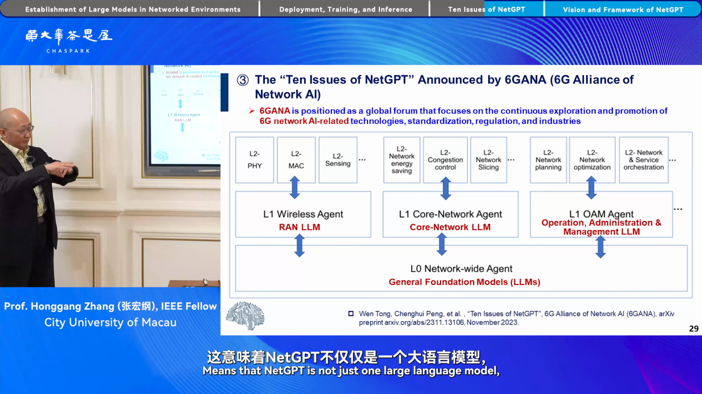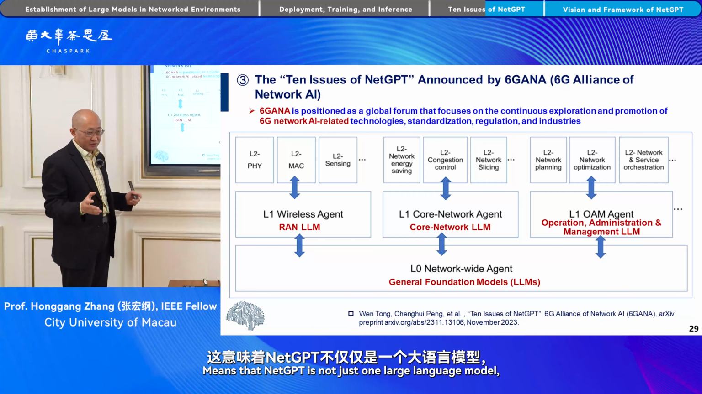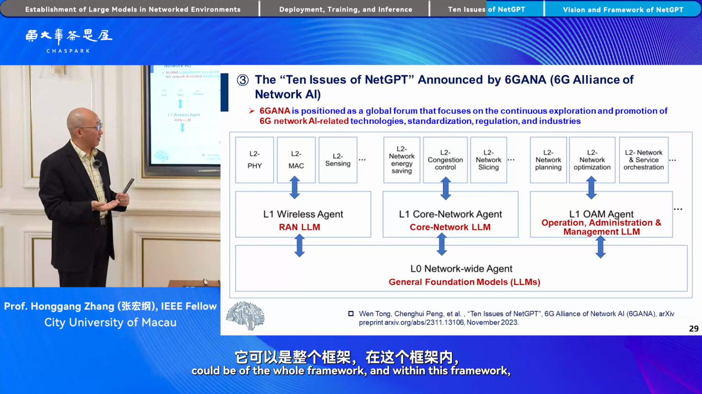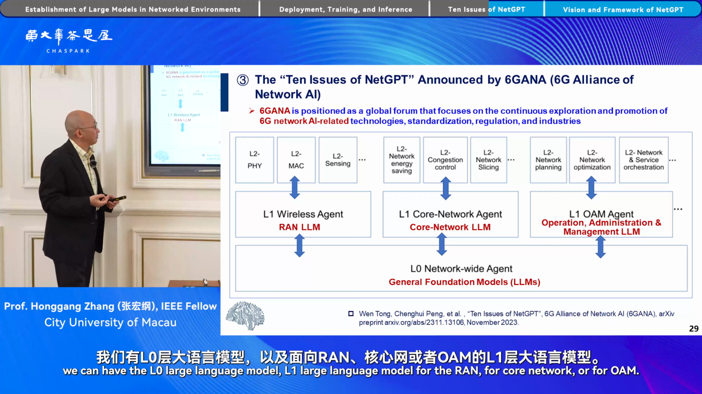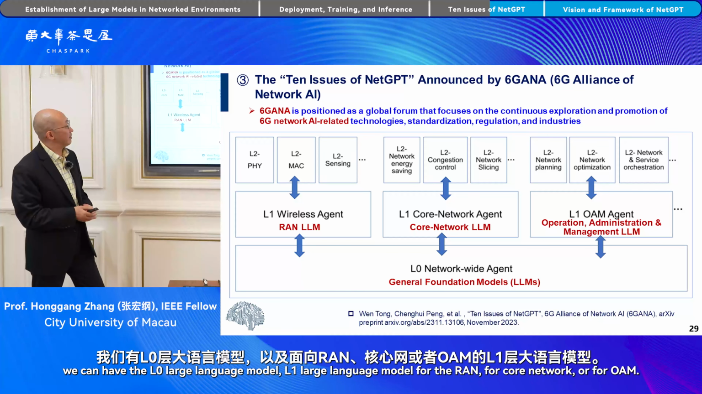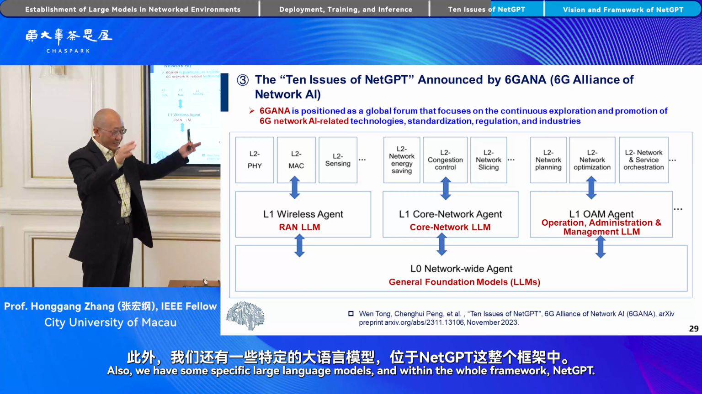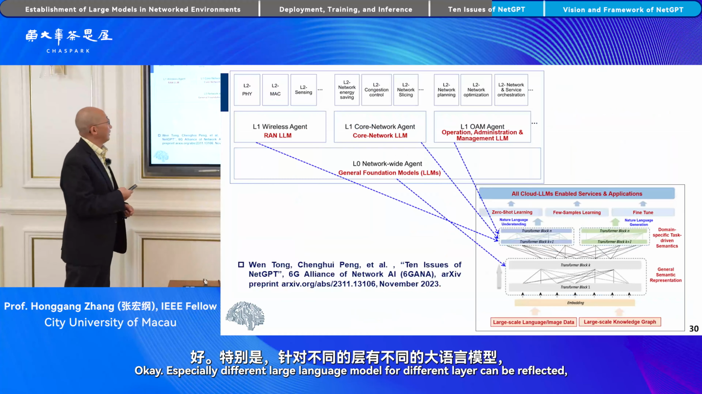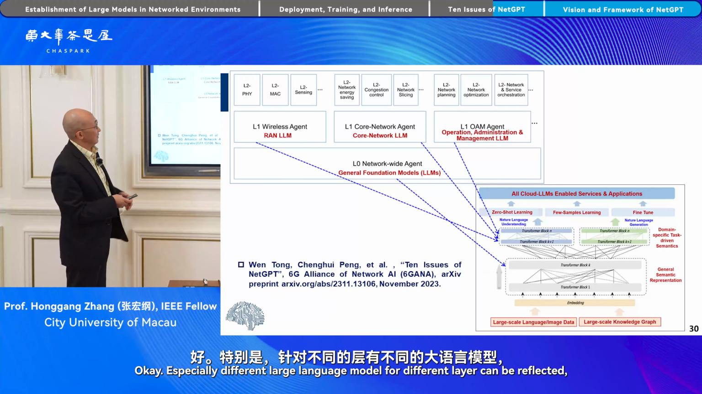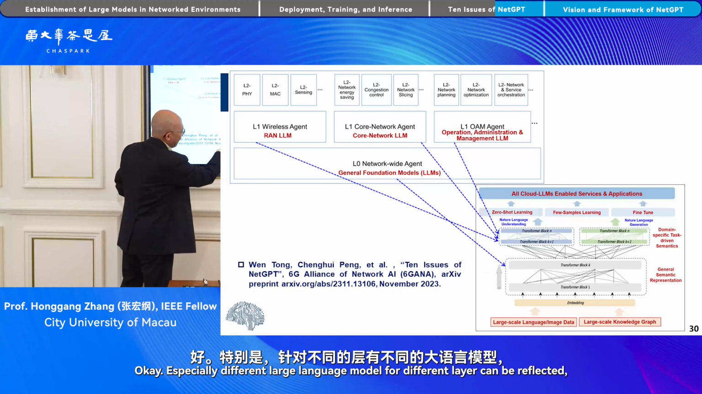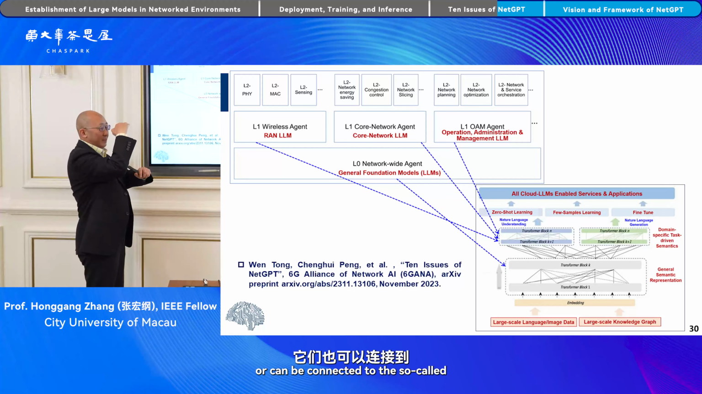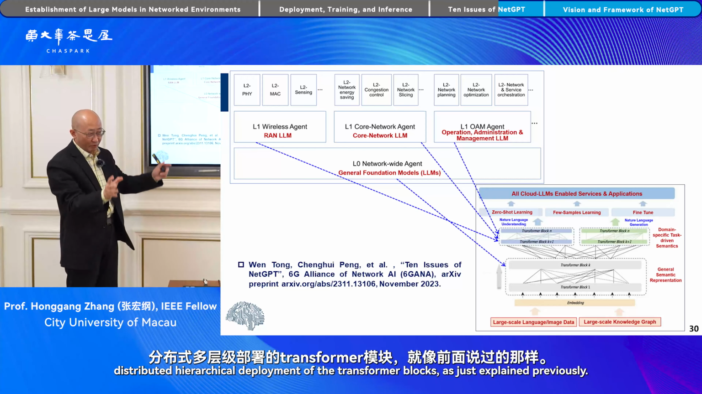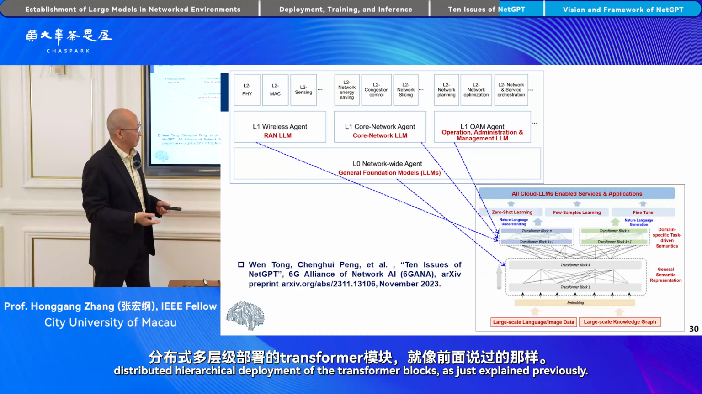So NetGPT is not just one large language model, it could be a whole framework. Within this framework we can have the layer 0 large language model and layer 1 large language models for the RAN, for the core network, or for the OAM. Also, we have some specific large language models within the whole framework of NetGPT. Different large language models for different layers can be connected to the so-called distributed hierarchical deployment of the transformer blocks, as explained previously.